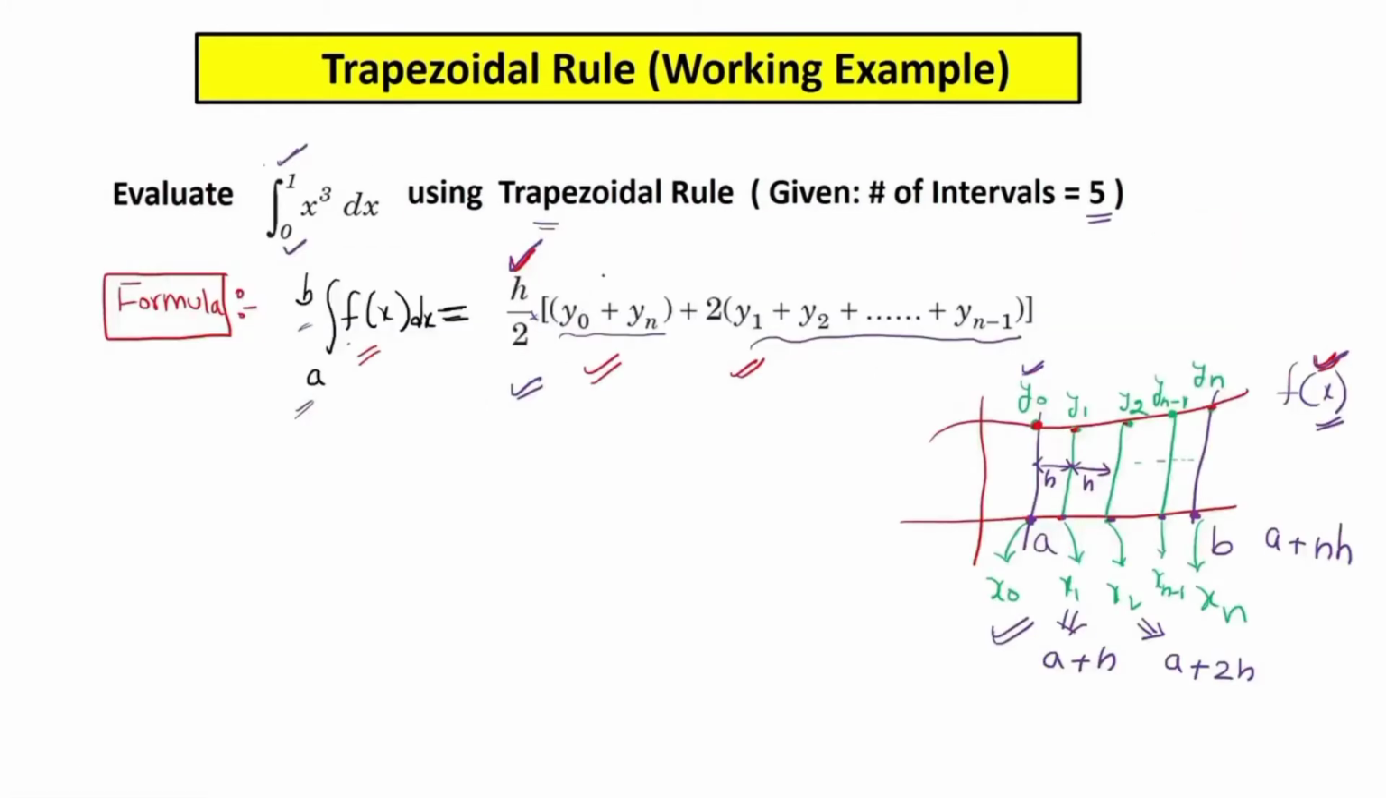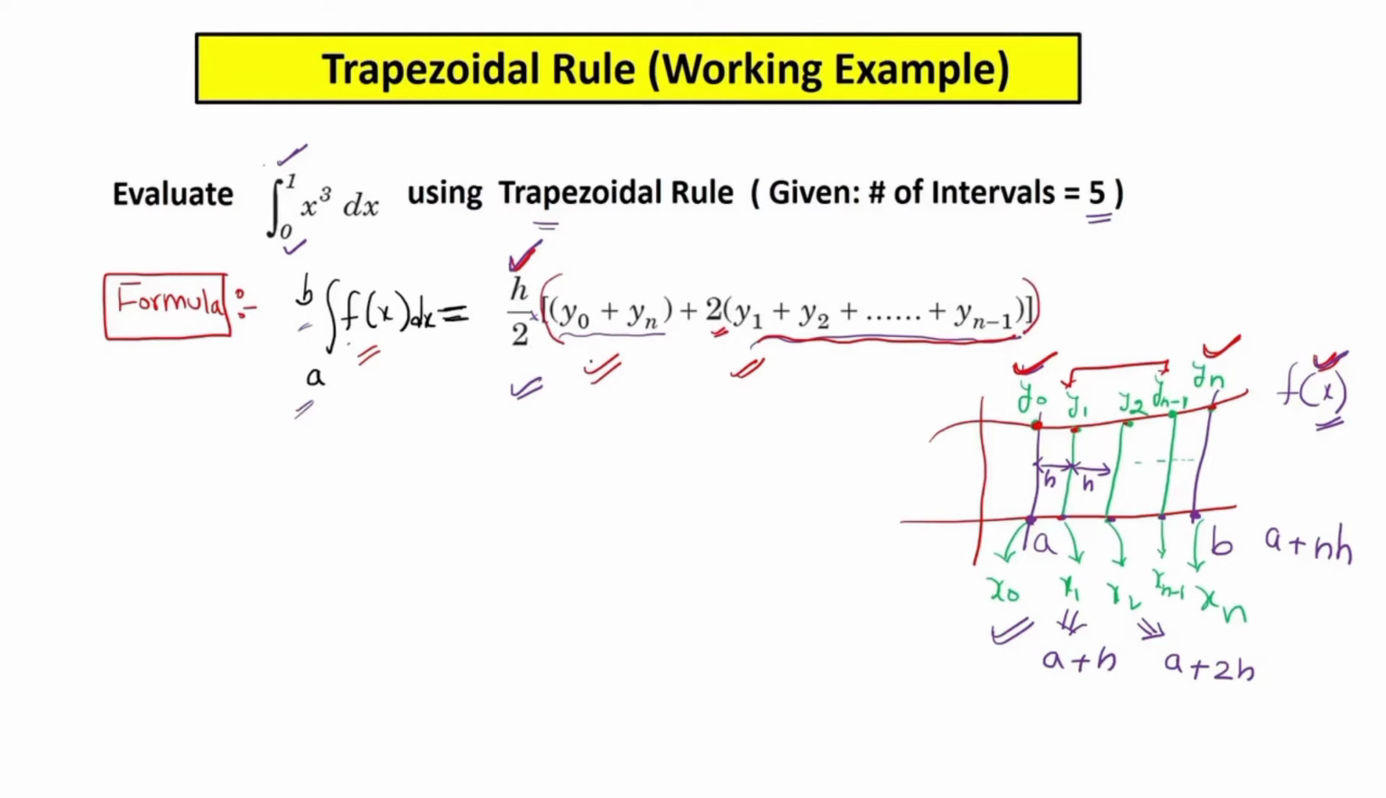So as you can see in this general formula, we have h by 2, then we have the y0 and yn. So this y0 is the first value of the y and this yn is the last value of the y. Then the remaining values, y1 to yn minus 1, are added and then multiplied with 2. And all this answer is finally multiplied by h by 2.